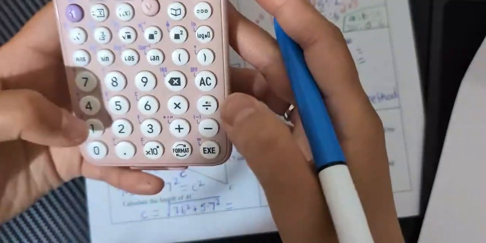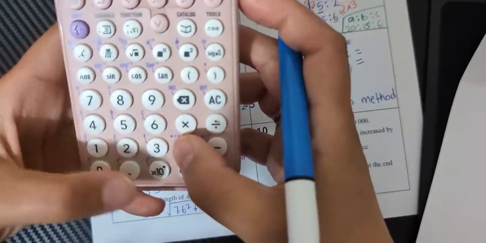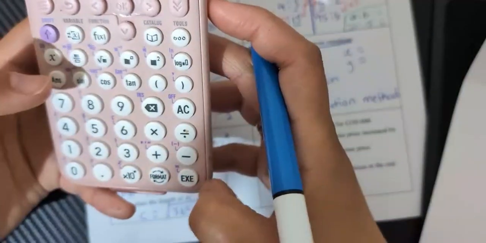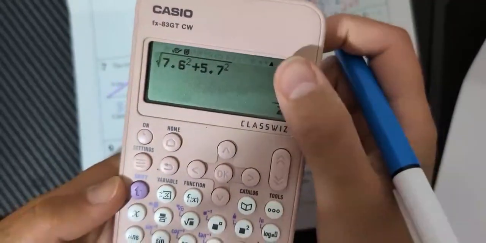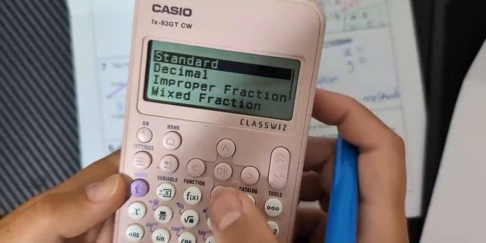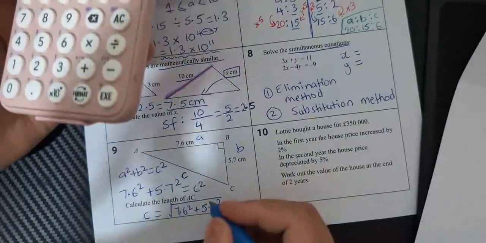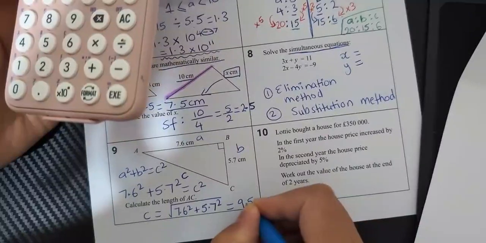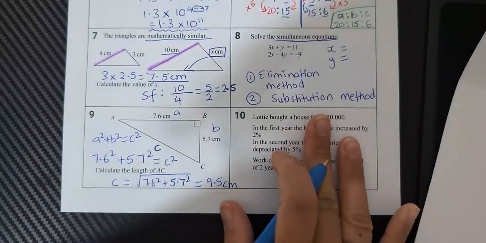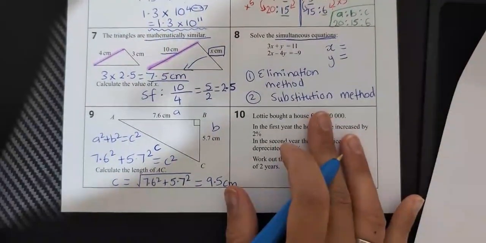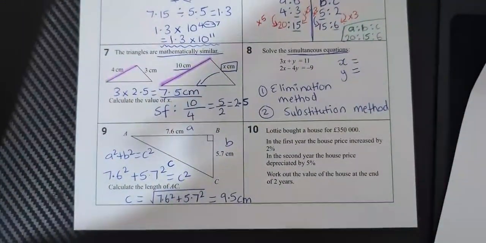So we are just calculating this. That is the square root of 7.6 squared plus 5.7 squared. So it is equal to 19 over 2, and we want it as a decimal, so let's change the settings. 9.5, okay, and that's all. 9.5 centimeters. A squared plus b squared equals c squared. Yes, Ariba, that is correct. So this is a Pythagoras question.